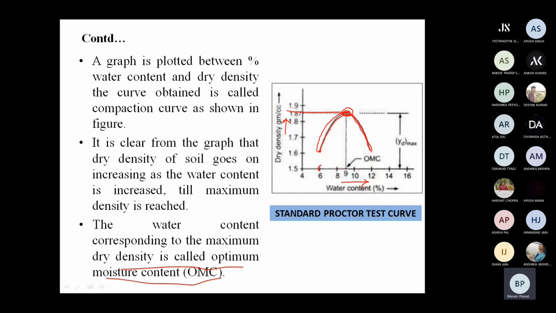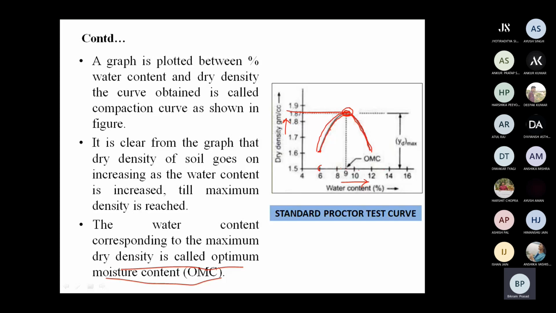The hammer is dropped from a particular height. Then we remove the collar, shape the sample properly, and take the final weight. Through that we calculate the dry density of the sample, and for the same soil sample we take the moisture content through the oven.